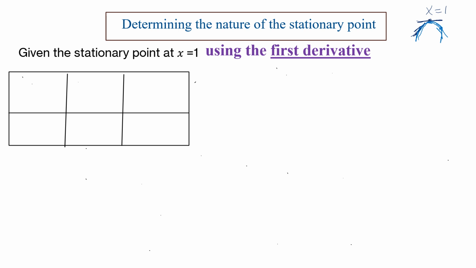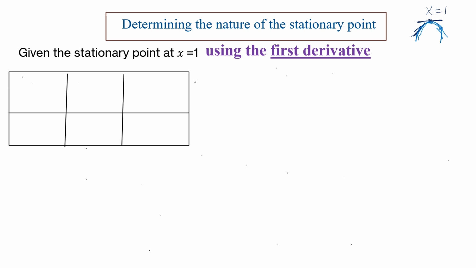Right, so this is what we're going to do. We're going to examine the gradient of a point that is to the left of x equals 1 and to the right of x equals 1. This particular point cannot be too far away from x equals 1. It cannot be too far, because if it's too far, then it's not accurate.